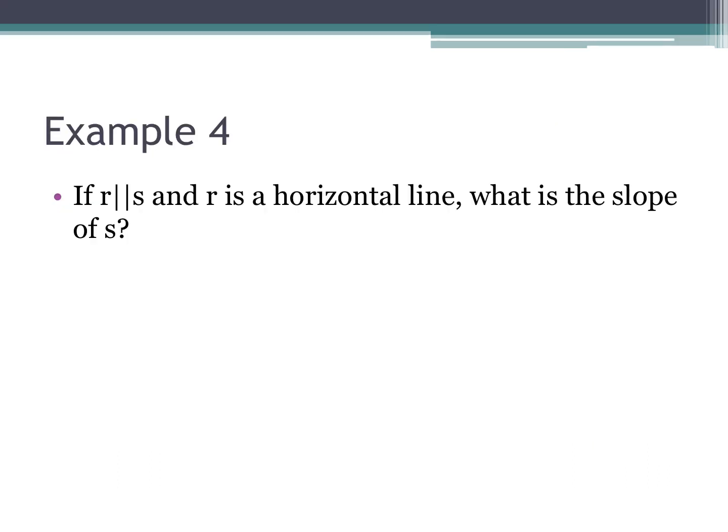So in example 4, it says if r is parallel to s and r is a horizontal line, what is the slope of s? Well, again, if r is a horizontal line, then we need to figure out what is the slope of r. If it's a horizontal line, the slope of r is 0. So if s is parallel, the slope is going to be the same, right? Because parallel lines have the same slope, so m is going to be 0 as well.